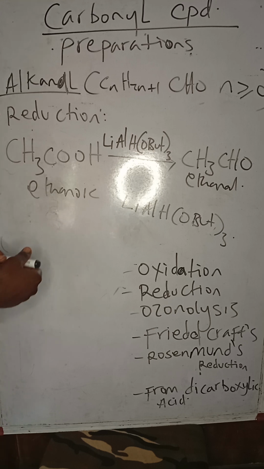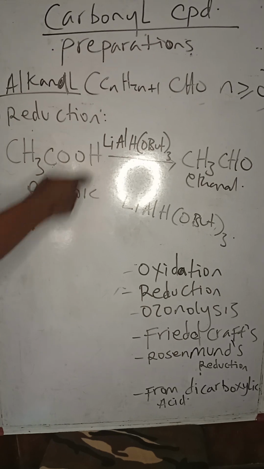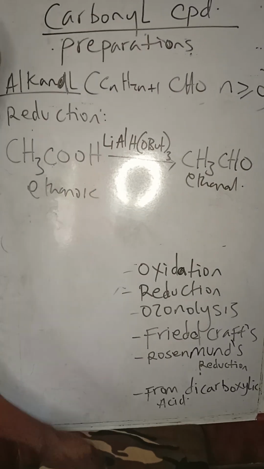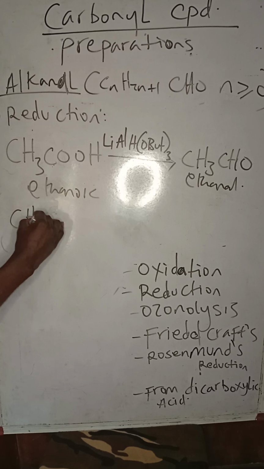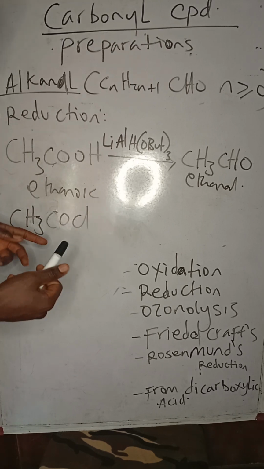So this is another way to prepare alkanals. Reduction using a mild reducing agent. Any acid derivative we take, let's say we use acid chloride. This is an acid derivative. So watch out for our videos on carboxylic acid derivatives.